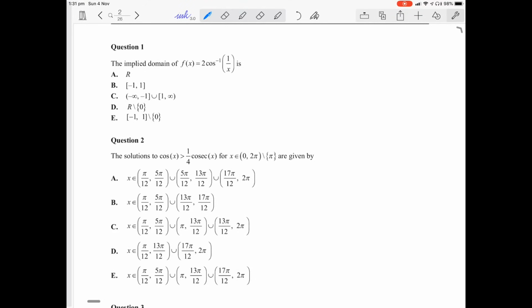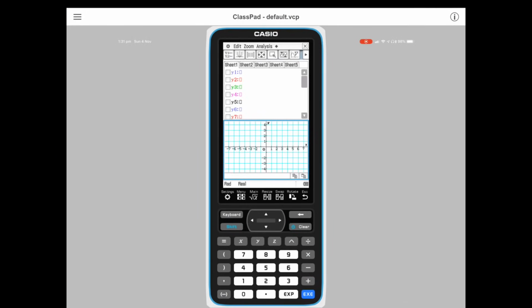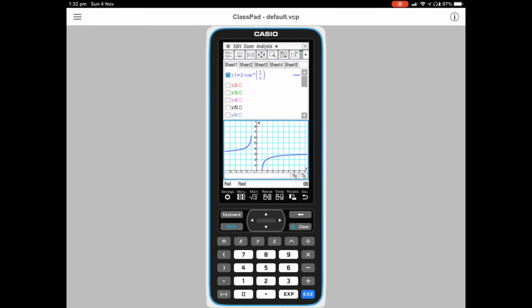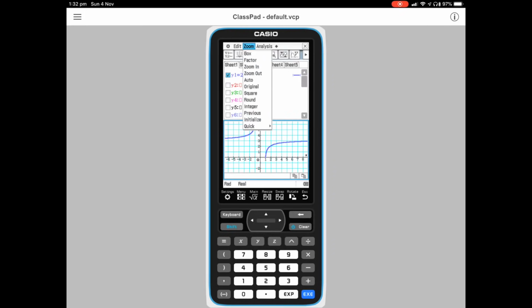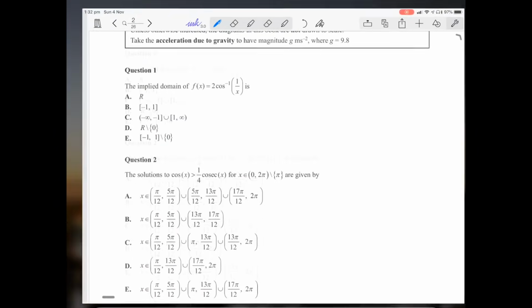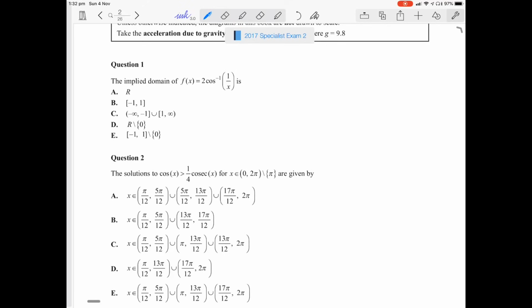Okay, first question, the implied domain of 2 cos inverse 1 on x. I just graph it, that's the easiest thing. So 2 cos inverse 1 divided by x. Sketch. Let's zoom order. It looks like it's defined from 1 to infinity and -1 to infinity. So I'm thinking C.